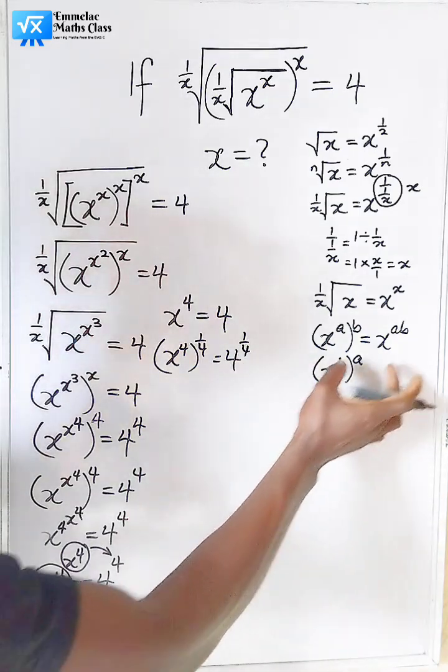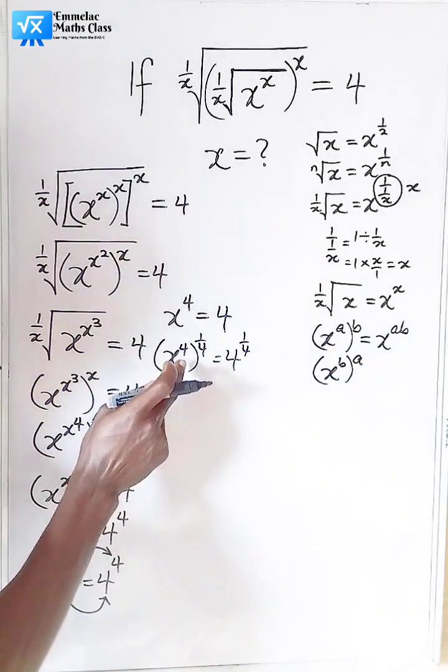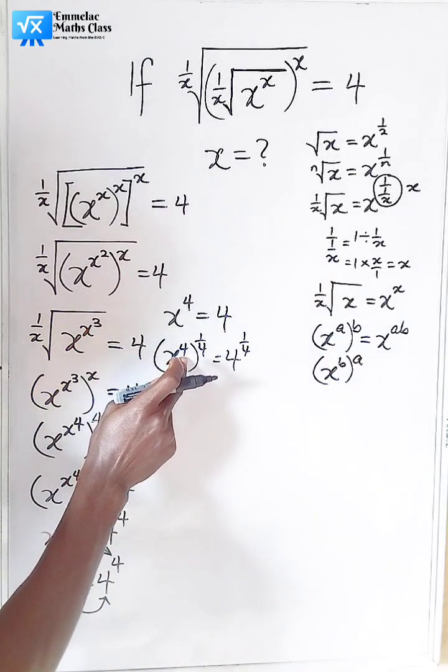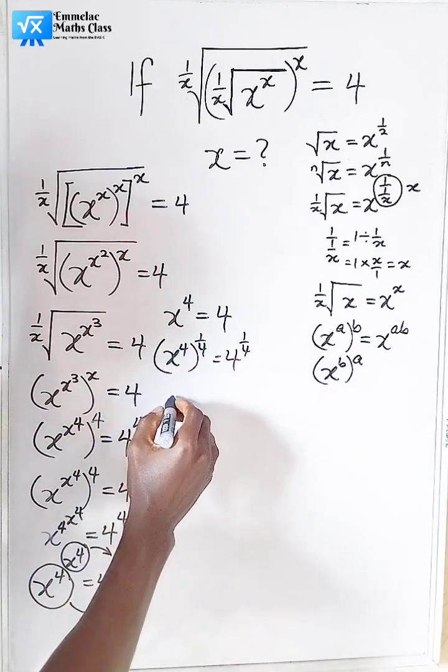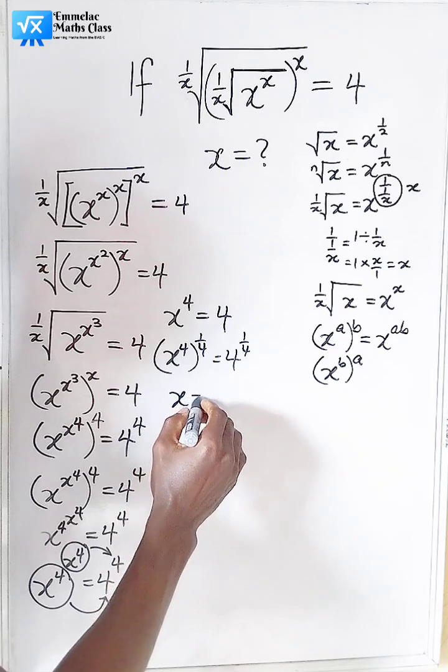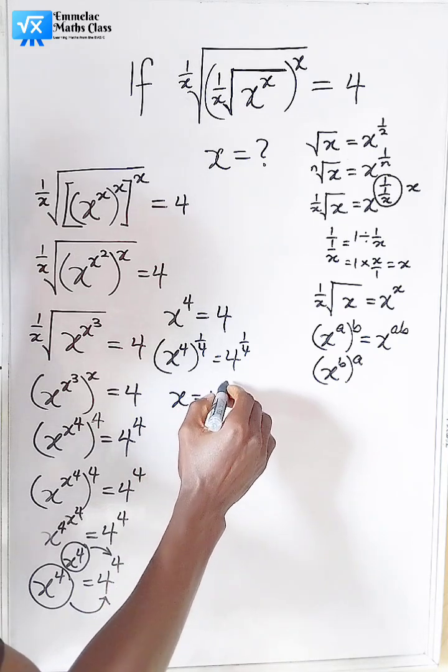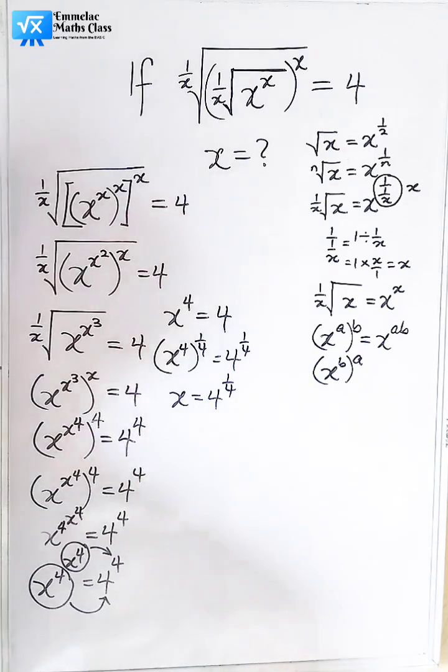To this end, if I apply this rule, which is the product rule, then 4 times 1 all over 4 will give us 1, right? So here we have that x then equals 4 raised to the power of 1 all over 4. Let us simplify this right hand side.